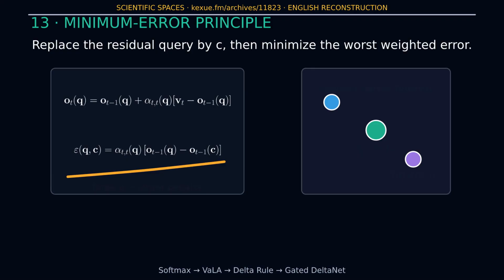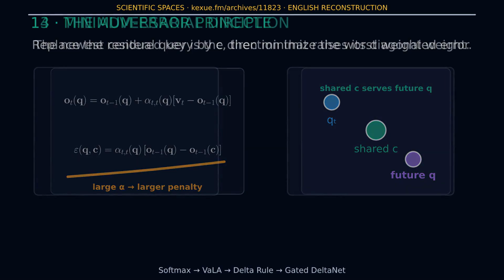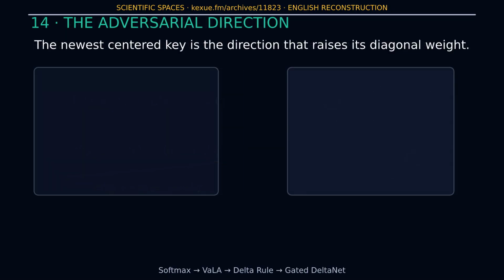The article therefore asks for a worst-case compromise. Where can the newest attention weight become largest? Make the residual exact there, because errors are most expensive where the newest token receives the most weight. Under the first-order diagonal approximation, alpha_{t,t} is proportional to 1 plus q dotted with the centered newest key. Its increasing direction is the centered key itself.